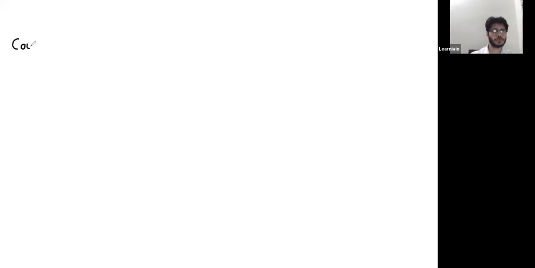So let's start with Coulomb's law. Now, Coulomb's law is totally independent of the topics that we have discussed in the last class. So even if you have missed the first lecture, that won't affect Coulomb's law.